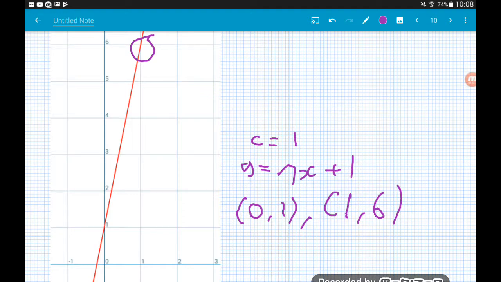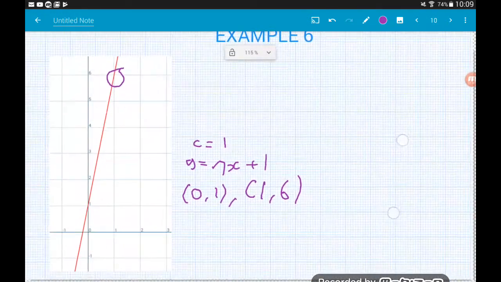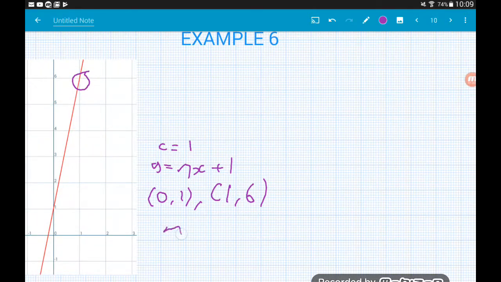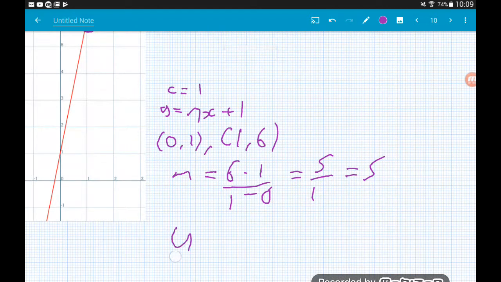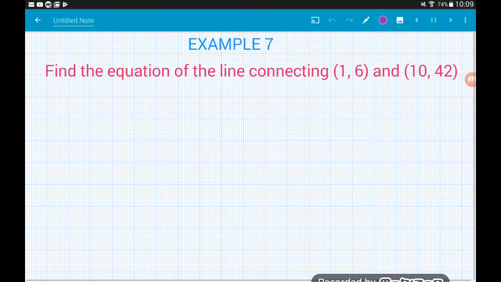Okay, so now what we need to do is find the value of the gradient. So m is going to equal, here I'm going to do 6 take away 1 over 1 take away 0. That's just going to leave me with 6 take away 1 is 5, divided by 1, which is 5. So the equation of our line for this one is y equals 5x add 1. Cracking. So that's how we find equations of lines when we've got the graph. Now we're going to be looking at finding the equations from two sets of coordinates.